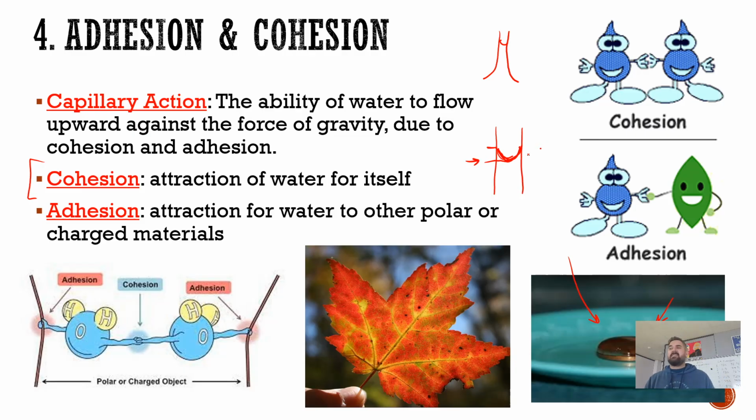It's attracted to the sides. So glass is polar. So because glass is polar, the water sticks to the glass. What if we were to put it in a plastic graduated cylinder? Would we get a meniscus? No, because plastic is nonpolar.